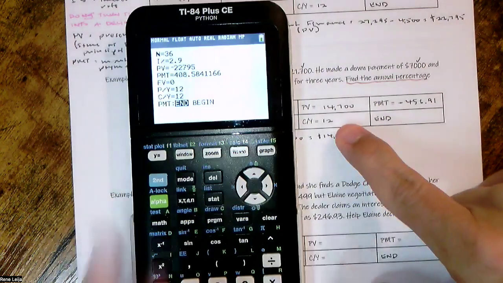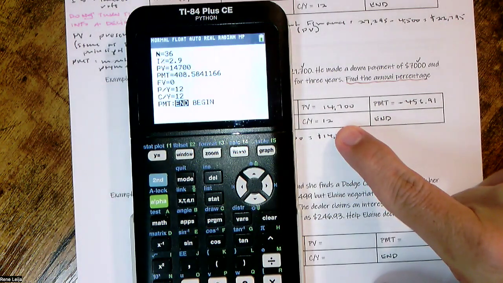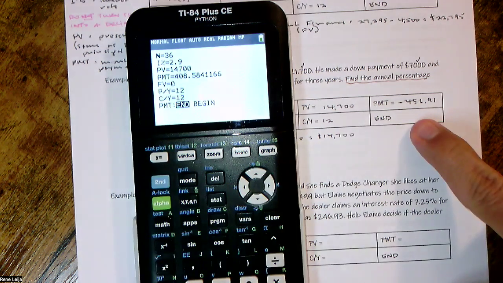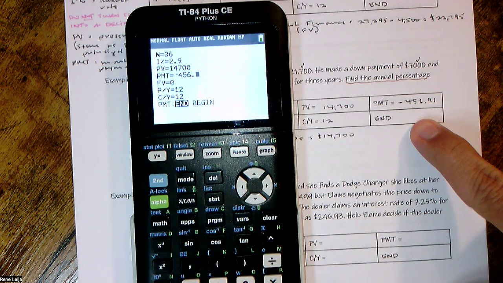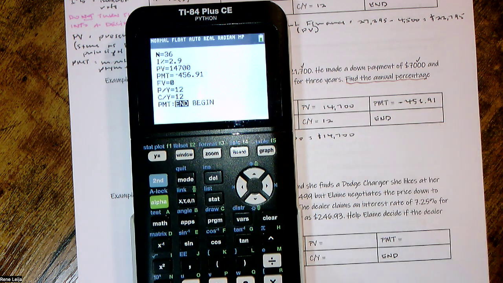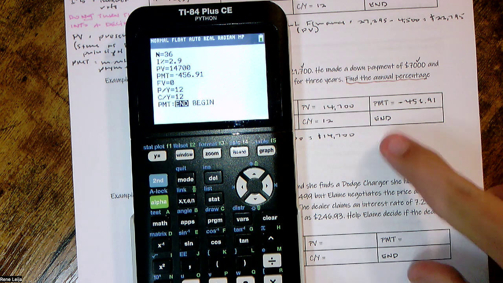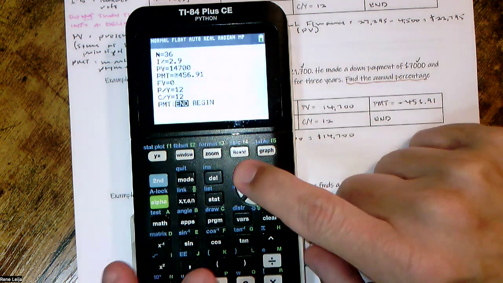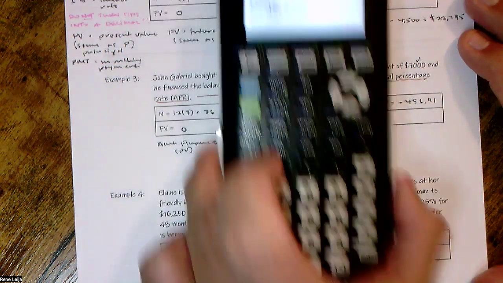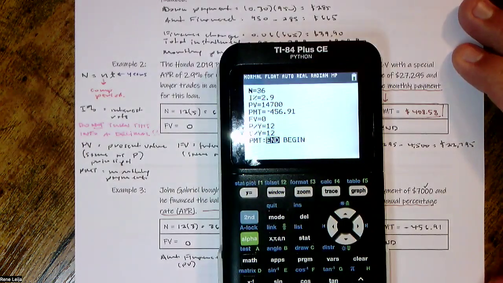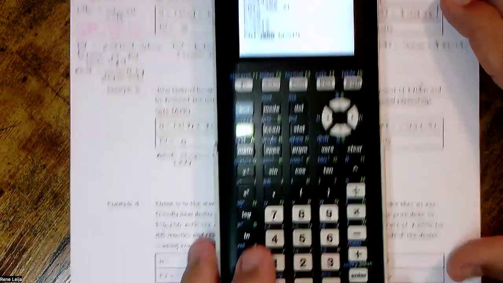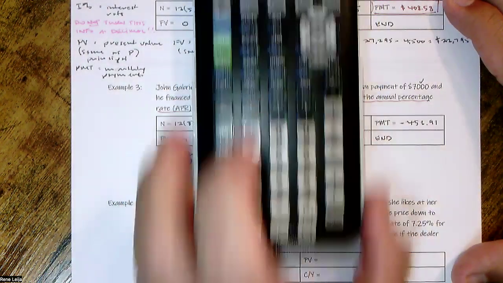So now my present value is 14,700. My payment is going to be negative $456.91. The future value is going to be 0. My PYCY is 12. My payment is going to be N, which is great. So now I go back to I percent. Okay, that's where it's blinking. And then I press alpha, enter.